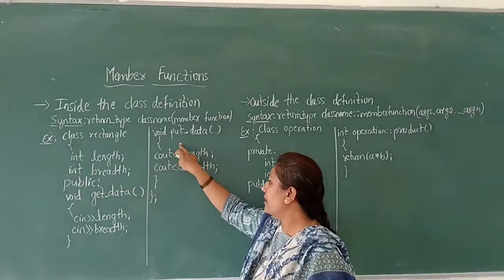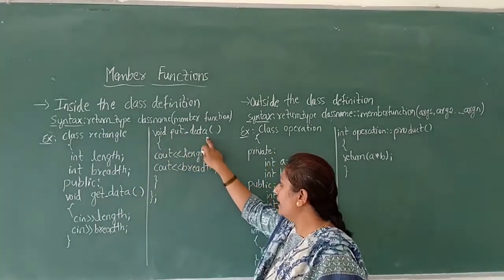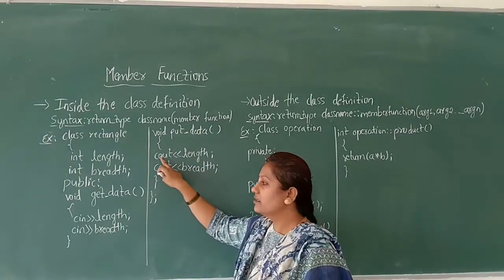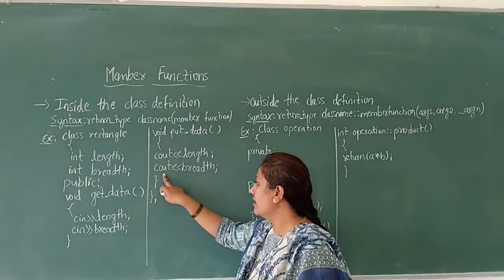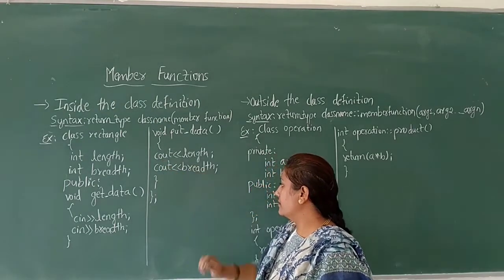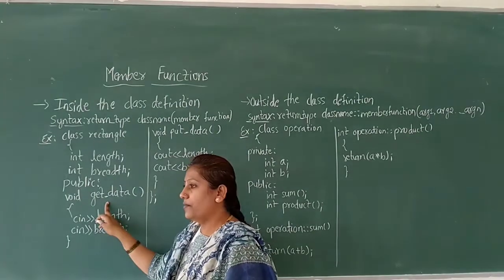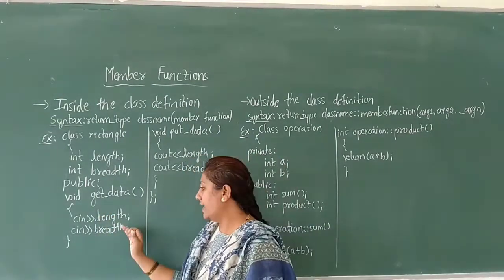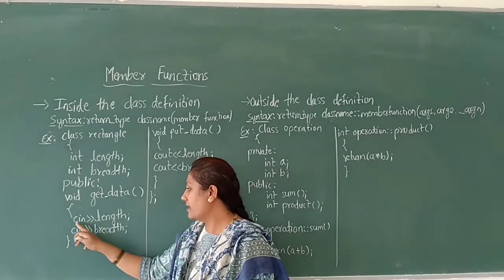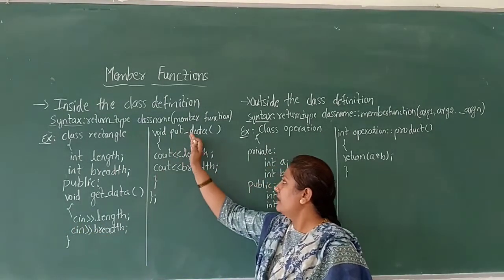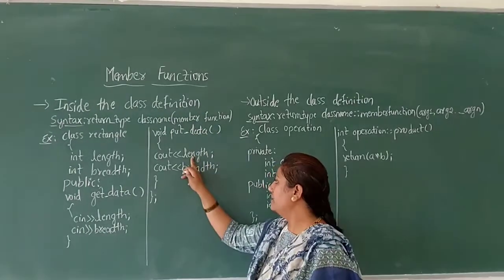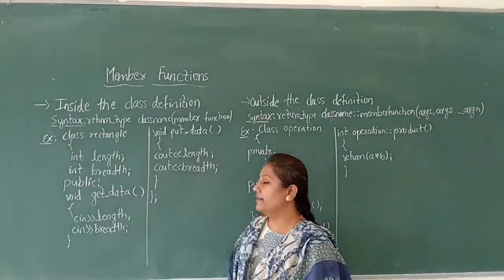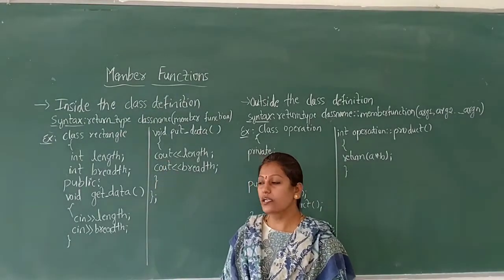The next member function is void putdata, and it is defined inside the class. It has two statements, cout length and cout breadth. In the getdata member function, the length and breadth values are taken from the user using the statement cin. In the putdata member function, the length and breadth values are displayed using the statement cout.